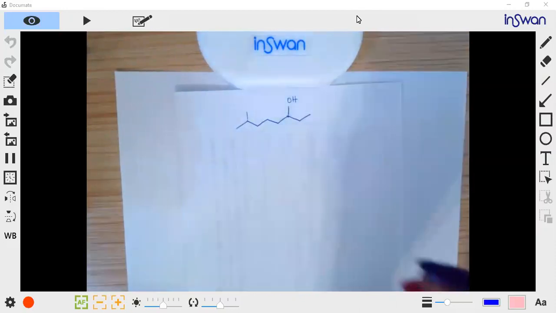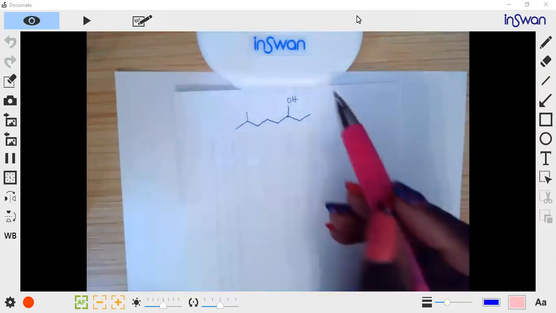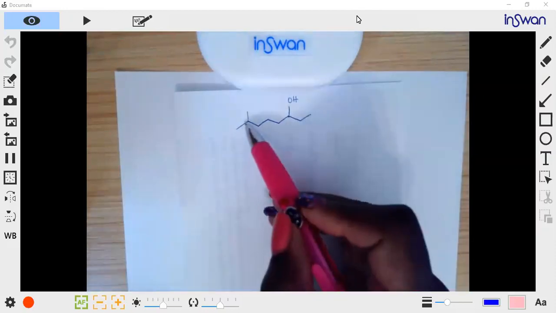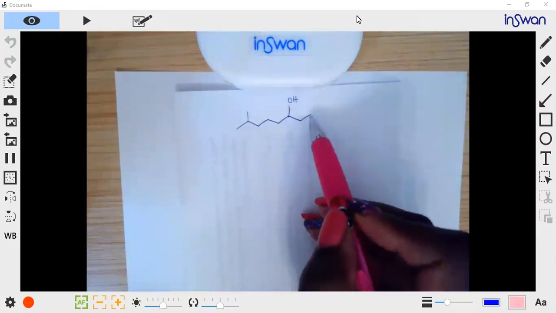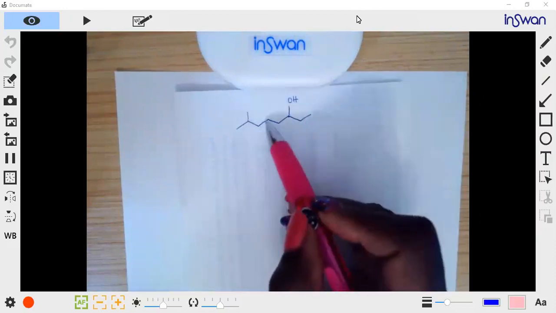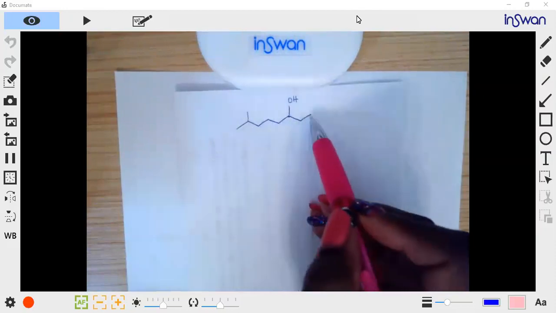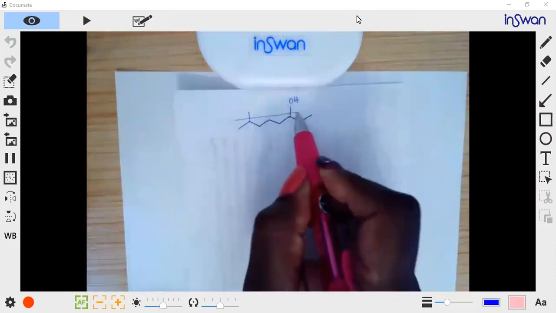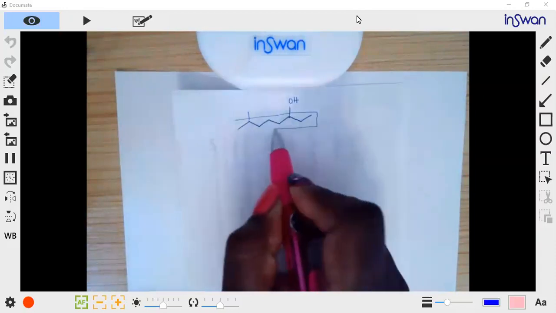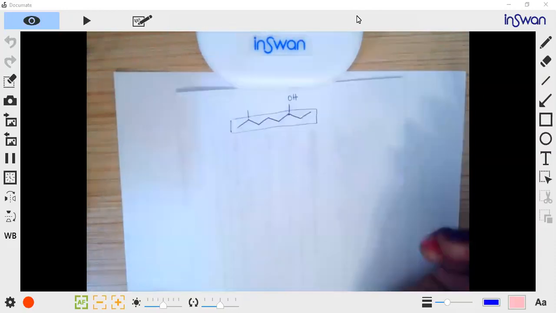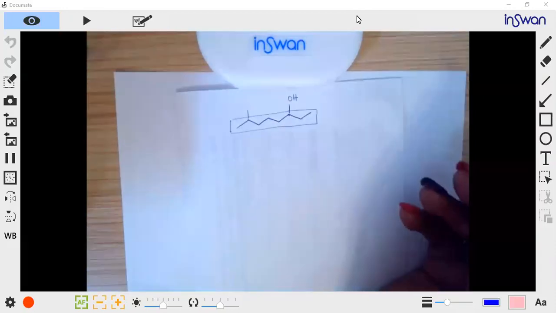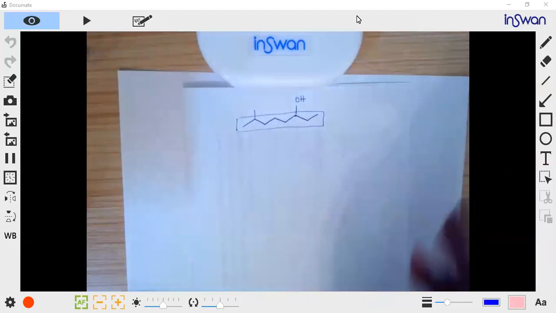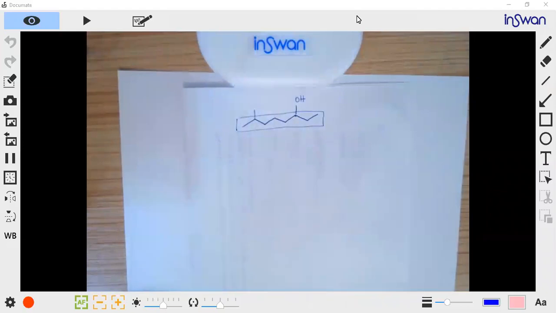And so I can start at any end of the molecule, 1, 2, 3, 4, 5, 6, 7, 8. 1, 2, 3, 4, 5, 6, 7, 8. No matter which way I go, I'm going to have 8 in my parent chain. What I recommend when you're first starting out and practicing your nomenclature, go ahead and box off that area. That way you'll know that you've already accounted for that.